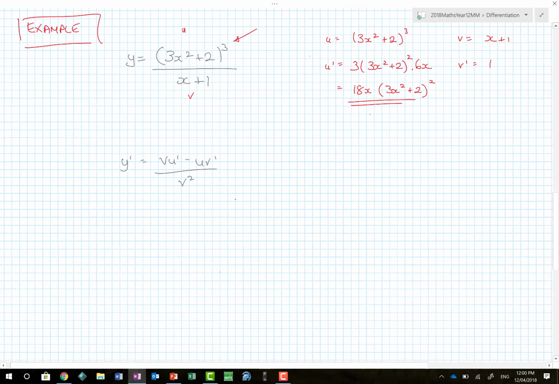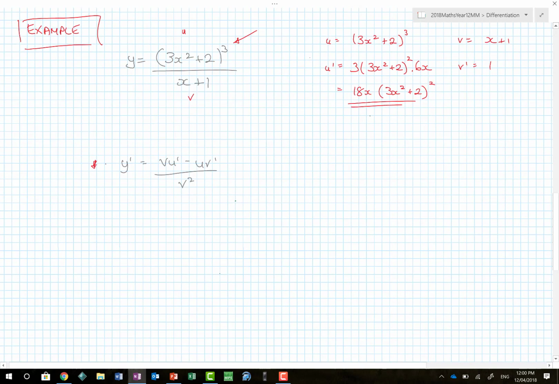Thank you very much. And now substituting it into my quotient rule formula gives me that y dash is equal to, so v, which is x plus 1, times u dashed, which is 18x multiplied by (3x squared plus 2) all squared, minus u, which is (3x squared plus 2) cubed, times v dashed, which is 1, all divided by v squared, which is (x plus 1) squared, which is slightly nicer to write than previously.